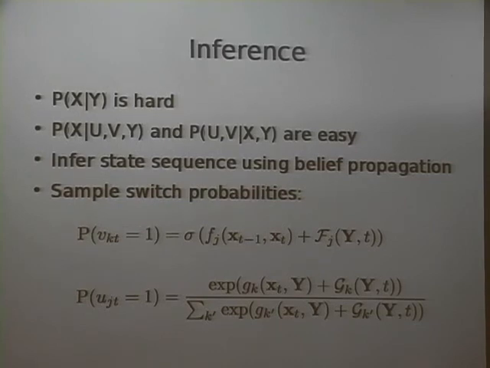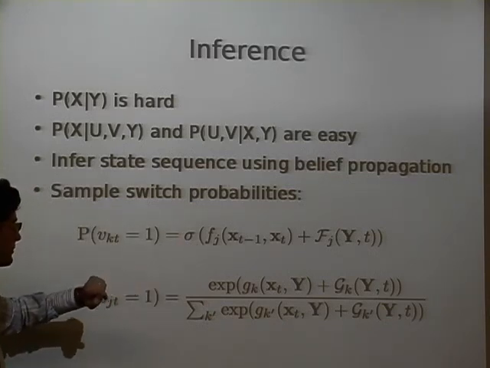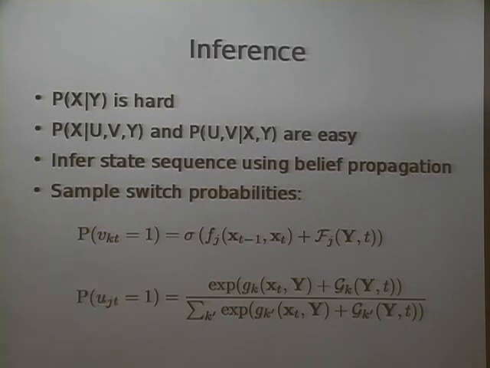And then similarly, P of u, v given x, y is also easy. If you know the state sequence and you know the observations, then you can tell which features were telling you the right thing. So you can tell if the switches should have been on or off because you already know where the ball is. So these two things are easy. P of x given u, v, y you can infer using belief propagation. And these switch probabilities, you can sample or compute their probabilities using these simple things. This is just a sigmoid function of some linear terms, and this is just a softmax. So these are both easy.